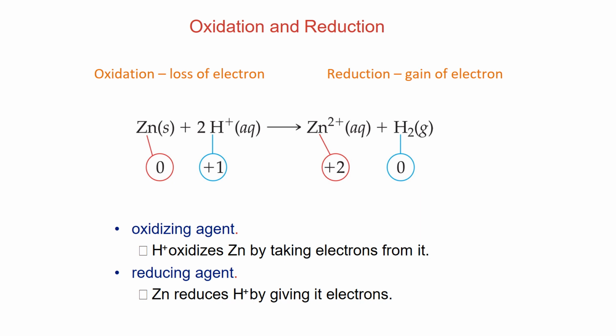Whereas the reducing agent is zinc, because it reduces the H+ ion to hydrogen gas. Okay, that is, the hydrogen ion gains the electron, which makes the hydrogen ion into hydrogen gas. So zinc is a reducing agent, whereas the H+ ion is an oxidizing agent. Okay, right.